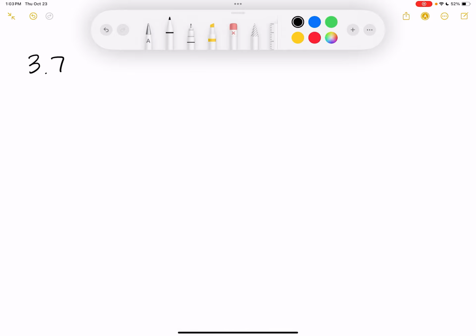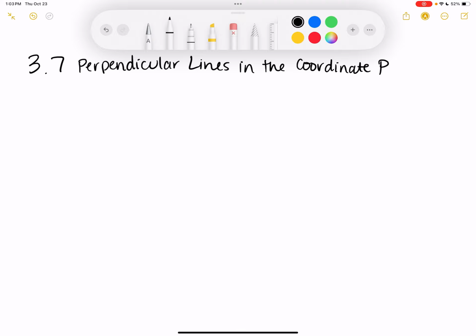All right, 3.7, perpendicular lines in the coordinate plane. So this will be a very similar section. Still no proofs in this section, just like we had in 3.6. So the first problems in this, they give you the slope of two lines and they want us to tell just is this perpendicular or not.